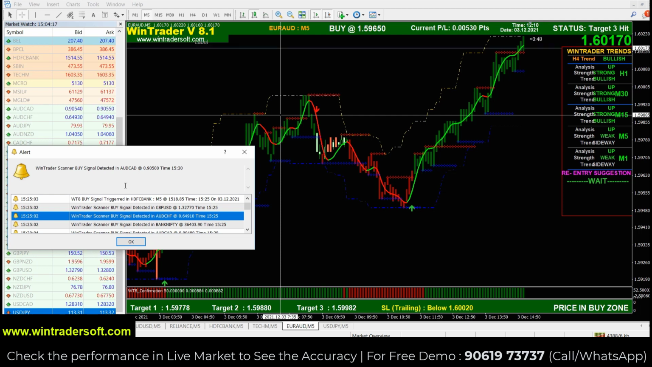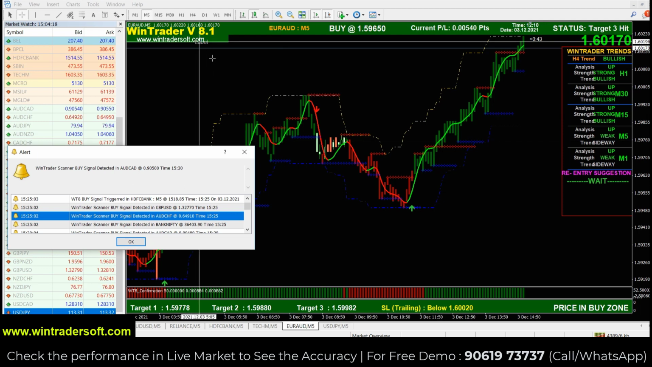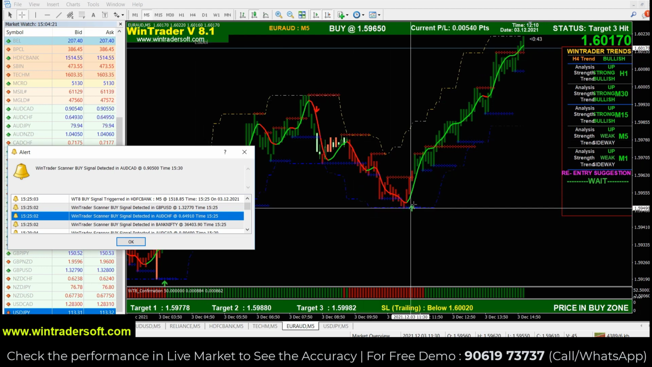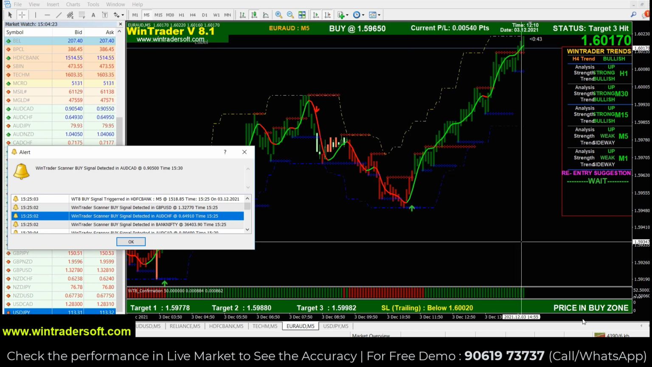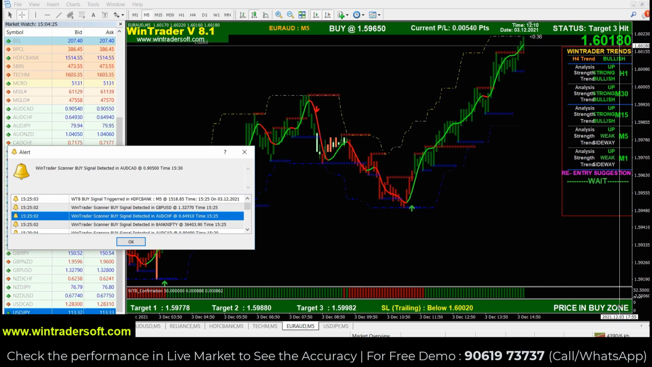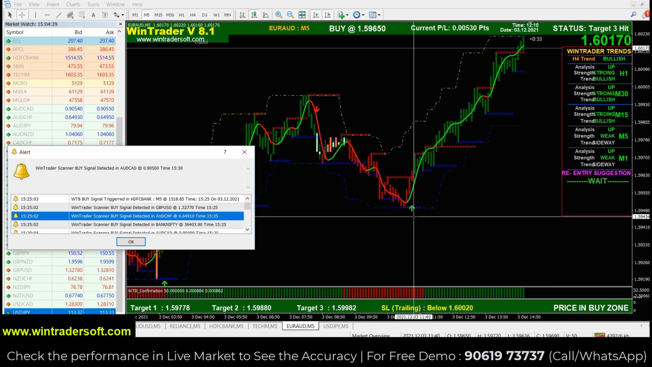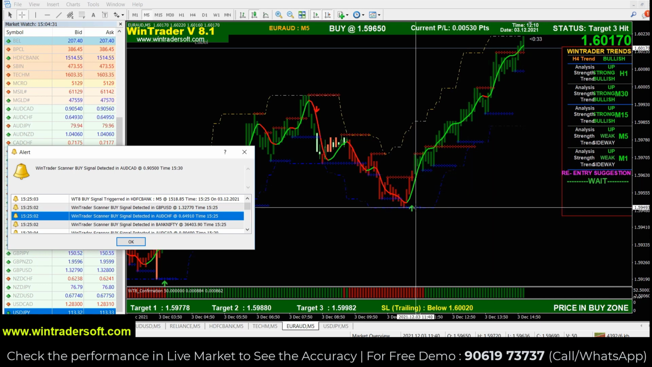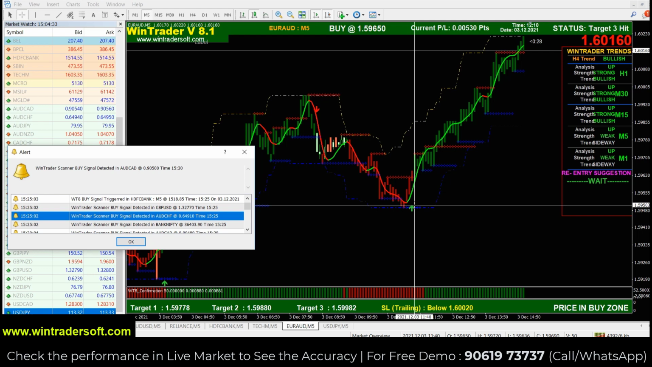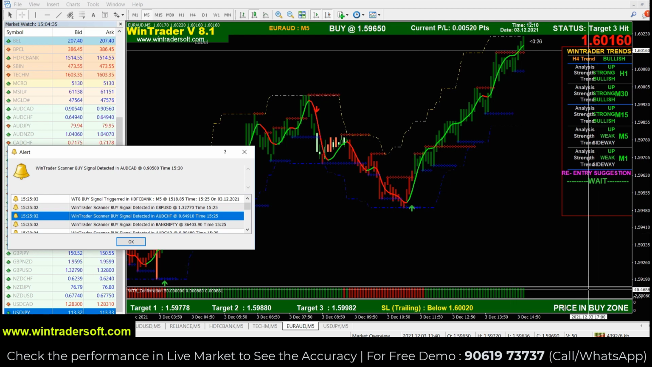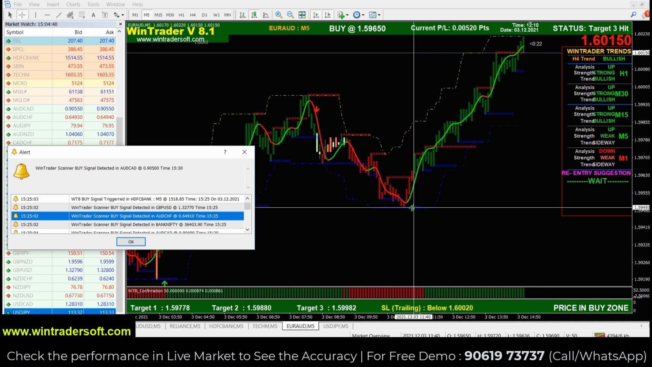Checking the confirmation is very easy. If it is a buy signal, the first and main confirmation is below: you can see price in buy zone. The price should be in buy zone. First the arrow will come, and if it is a buy signal, a green arrow will come. After that, the first confirmation displays below as price in buy zone, and the second confirmation is bar confirmation.